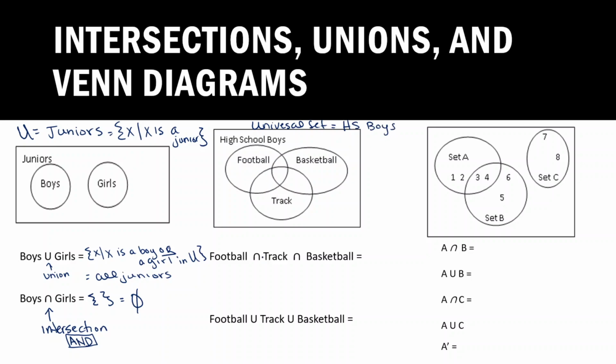Okay, now again, these are ands. These are intersections. So I need to know where they overlap. I need students that are football, track, and basketball. So that's this little overlap right here. That would be in all three circles. So this is the set that X is a high school boy that plays all three sports.